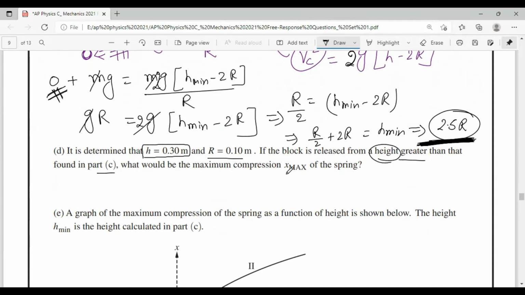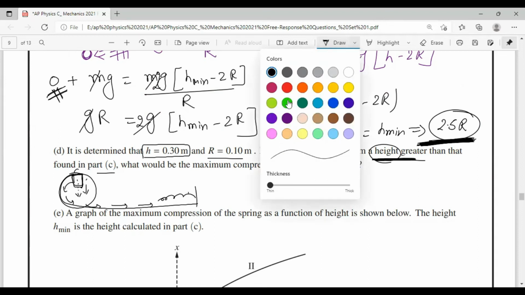What would be the maximum compression X max of the spring? Since the height is greater than the minimum height, the block will not lose contact at point C. So it will complete the vertical circular motion and go and strike the spring. If it loses contact at point C, it will simply drop down here or in between. So it will not complete the vertical motion and will not collide with the spring.